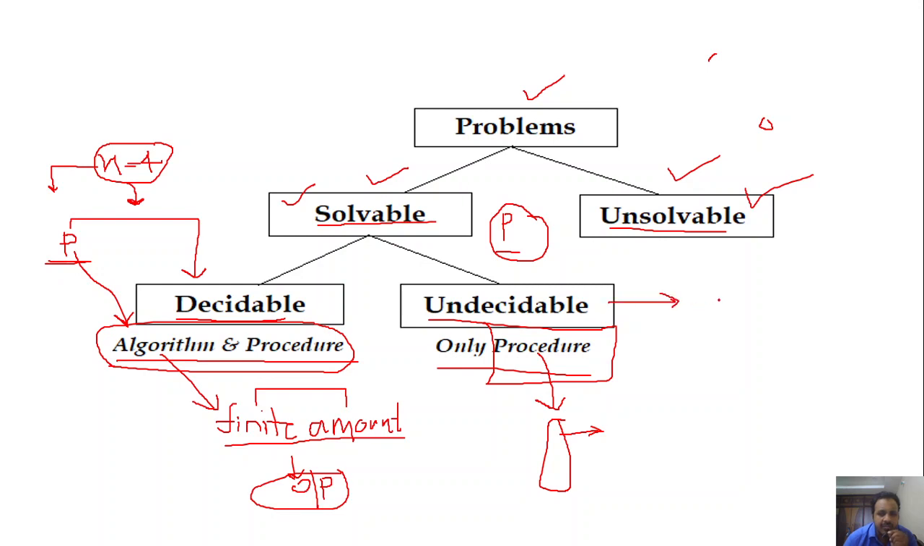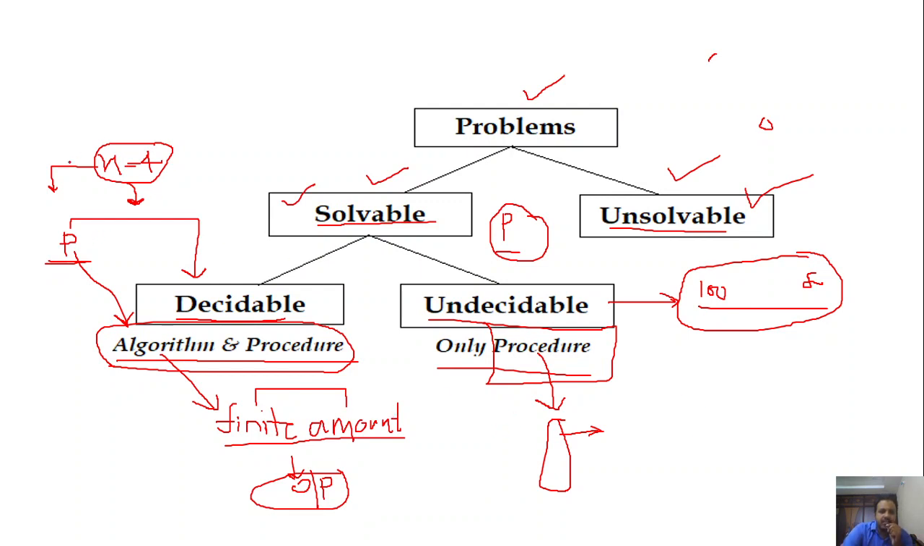Undecidable means, for example, finding the prime numbers from 100 to infinity, right? So this is called an undecidable problem, right? So here we are going to have a procedure. That procedure will never halt. Okay, so it will never halt. So it is going to take an infinite amount of time, so we cannot predict the execution time that could generate the prime numbers from 100 to infinity. Okay, so this problem will be considered as an undecidable problem, right?